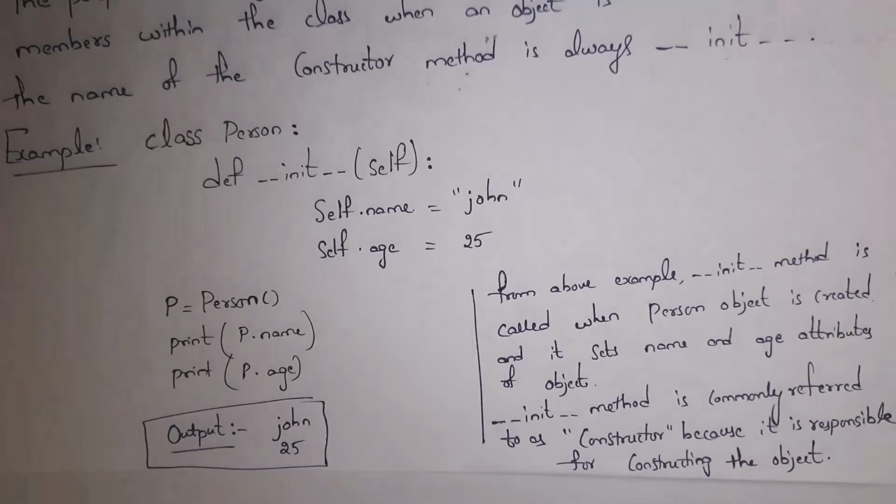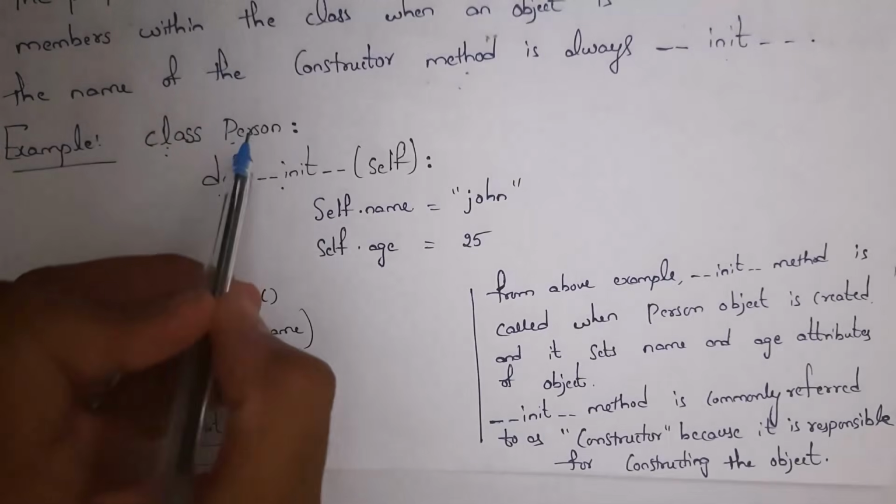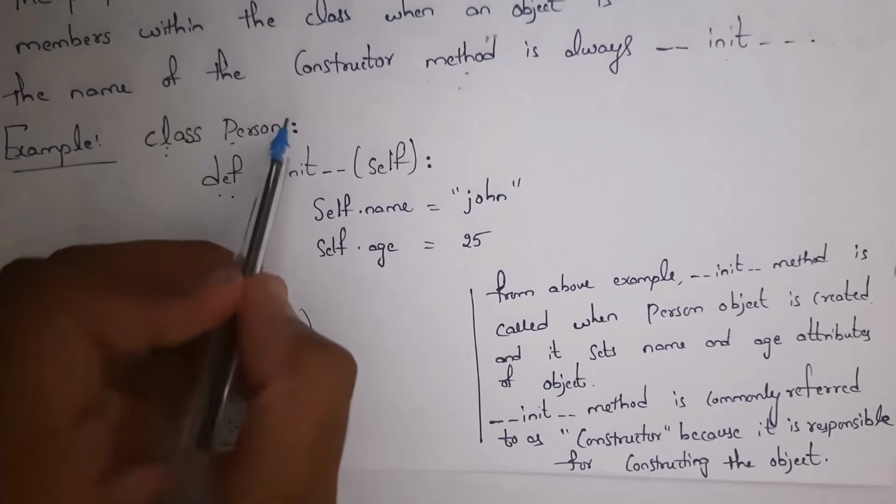Guys, I will give one simple example so that you can clearly understand what is the use of this constructor. At first we need to create a class. We can create a class by using the keyword class. So I have written here class and I am giving the class name as person. You can give any name. I am giving the class name as person and give colon.